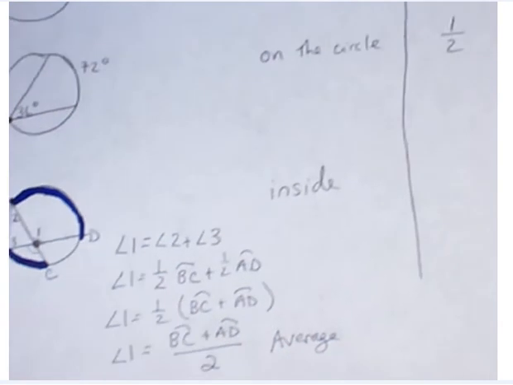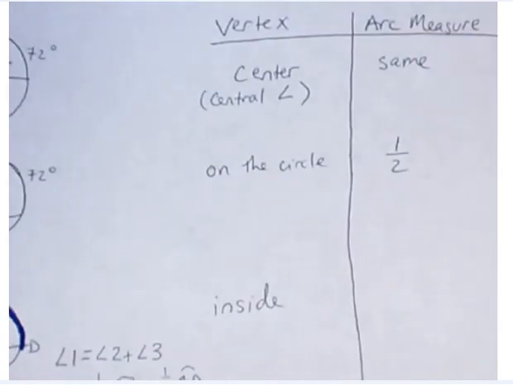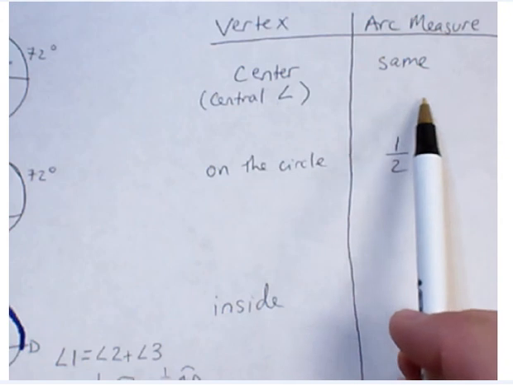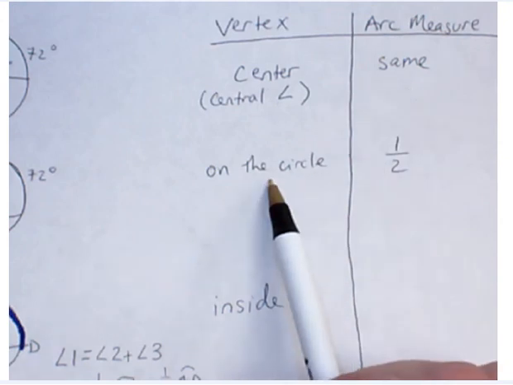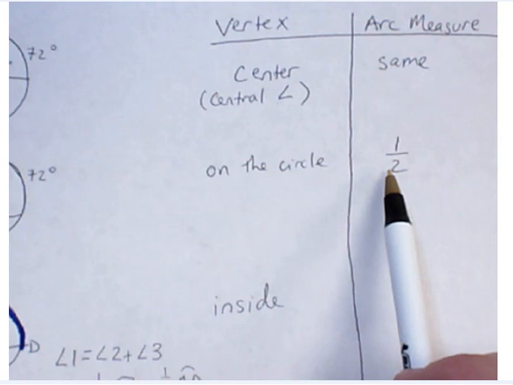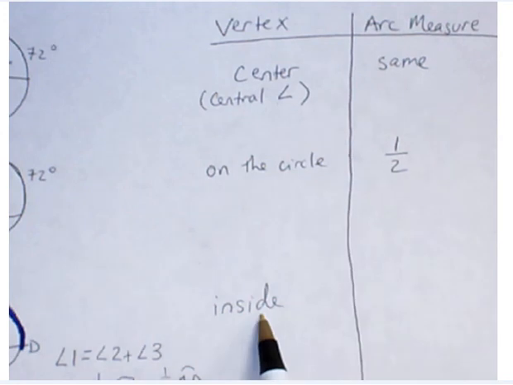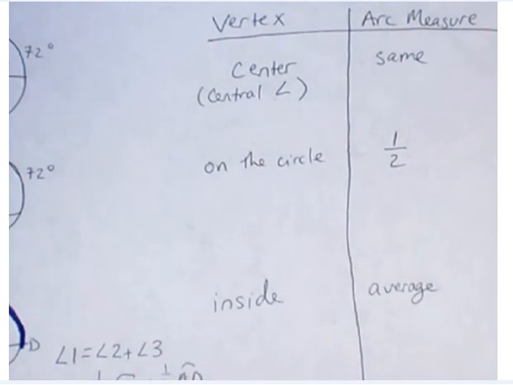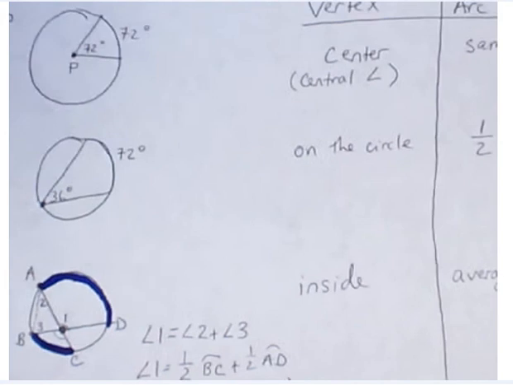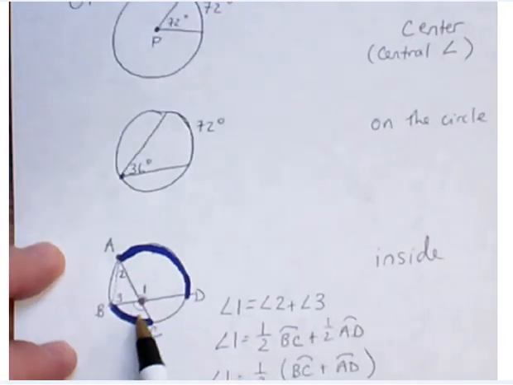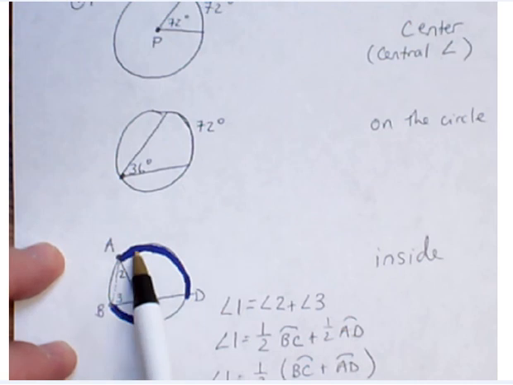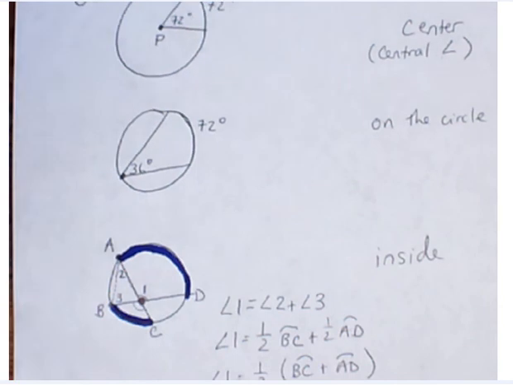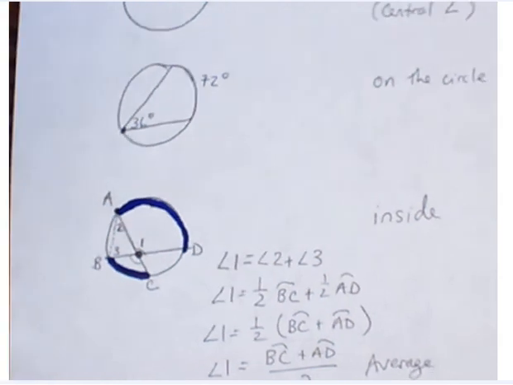So if we go back to our chart, the central angle measure is the same as the arc measure. If the vertex is on the circle, it's going to be half the arc measure. If it's somewhere on the inside, it's the average of the two arcs. You get two arcs with an inside angle. If you look at the picture again, angle 1 creates two arcs here, arc AD and arc BC. So how do you find angle 1? You add the two arcs and you divide by 2. Now I'm going to stop the video for a second and then we'll look at a couple of examples.